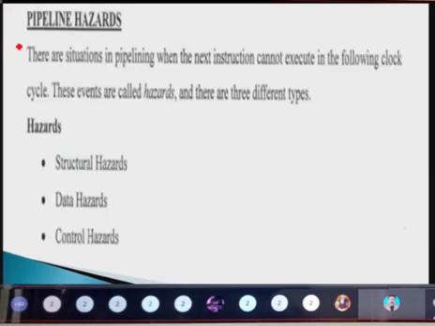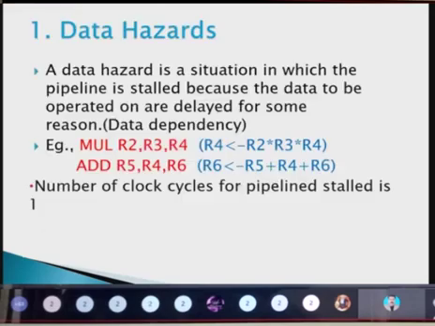Okay. So pipeline hazards. There are situations in pipelining when the next instruction cannot execute in the following clock cycle. These events are called hazards. There are three different types of hazards: structural hazards, data hazards, and control hazards. The situation in pipelining where the next instruction cannot execute, that event we call a hazard.